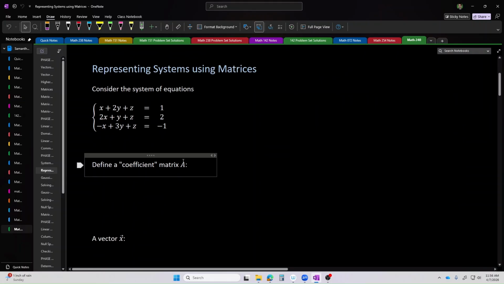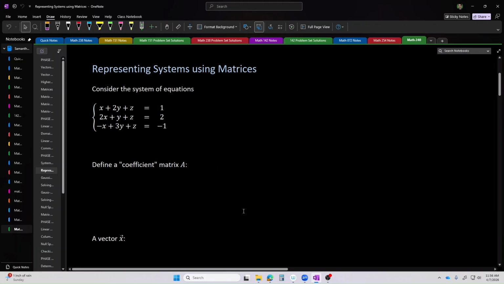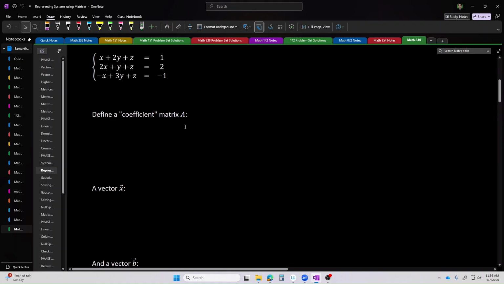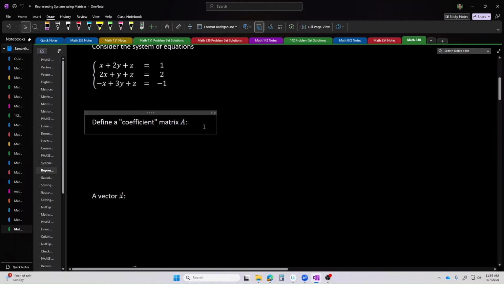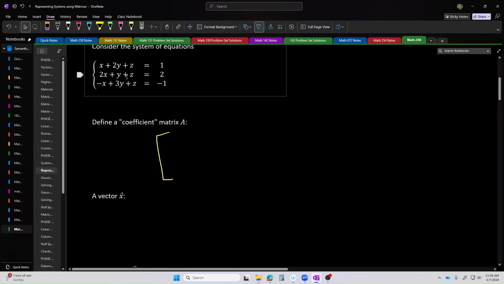So if we have, for example, this system of equations from the end of yesterday's video, there is a matrix that's associated with this system, which is called the coefficient matrix for the system. And as the name suggests, the coefficient matrix for this system of equations is constructed by reading off the coefficients of all the variables in all of the equations in the system. So, for example, in the first equation, the coefficient on x is 1, the coefficient on y is 2, and the coefficient on z is 1.